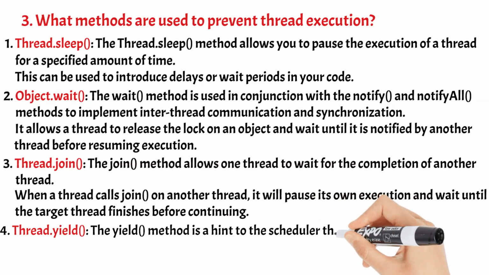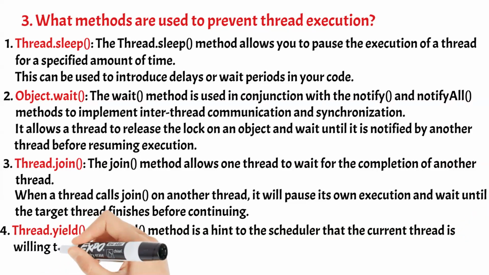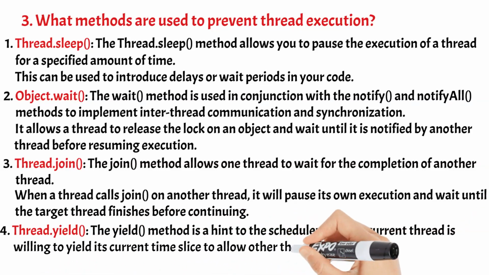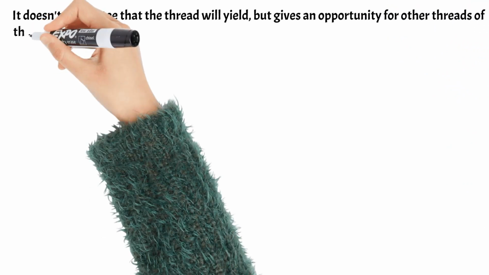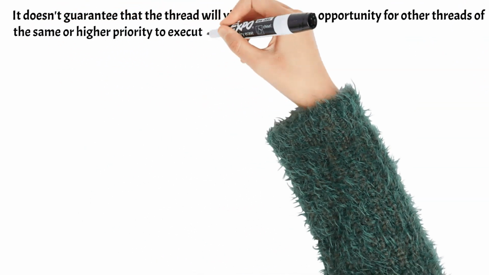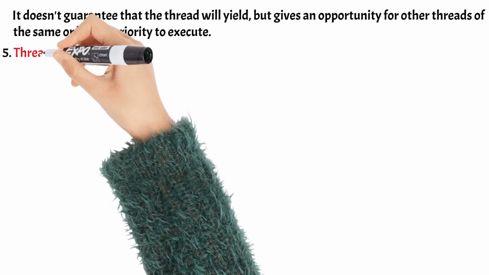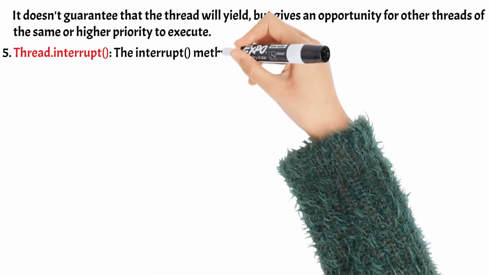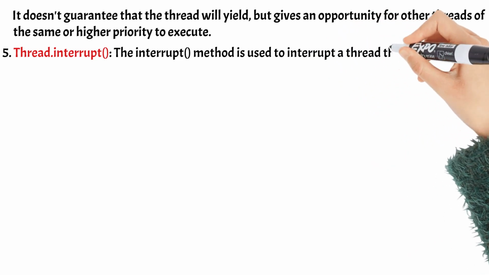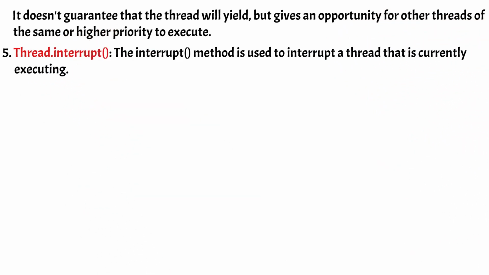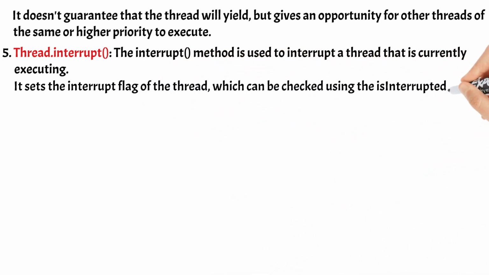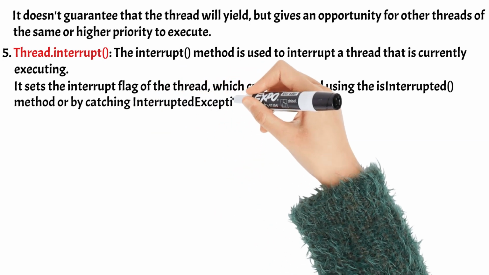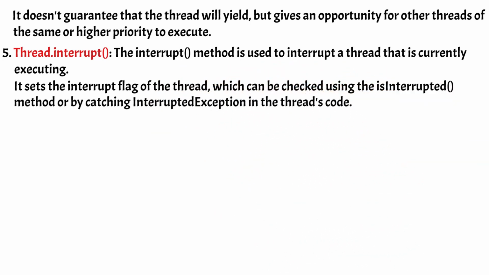The yield method is a hint to the scheduler that the current thread is willing to yield its current time slice to allow other threads to run. It doesn't guarantee that the thread will yield, but gives an opportunity for other threads of the same or higher priority to execute. 5. Thread.interrupt(). The interrupt method is used to interrupt a thread that is currently executing. It sets the interrupt flag of the thread, which can be checked using the isInterrupted method or by catching InterruptedException in the thread's code.